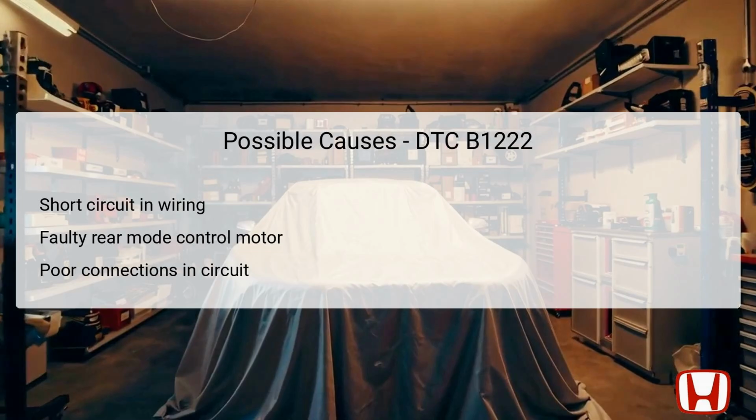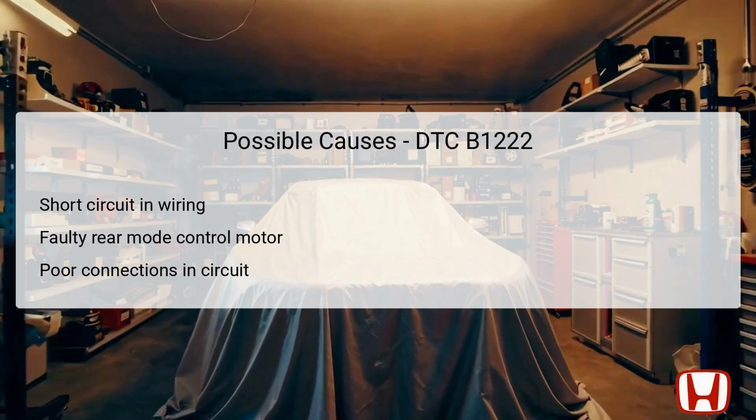Several possible causes can lead to the appearance of DTC B1222. One common culprit is a short circuit, which may develop in the wiring connected to the rear mode control motor. Over time, the insulation on wires can degrade, leading to direct contact with other electrical components or metal surfaces, causing shorts. A faulty rear mode control motor itself may also be responsible. It might fail internally, preventing it from operating correctly.